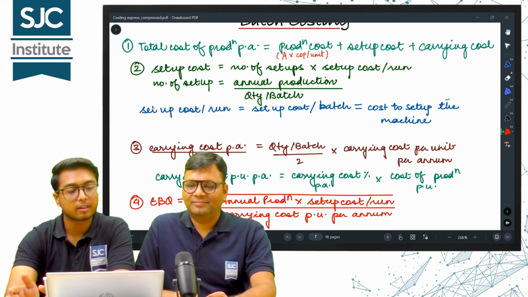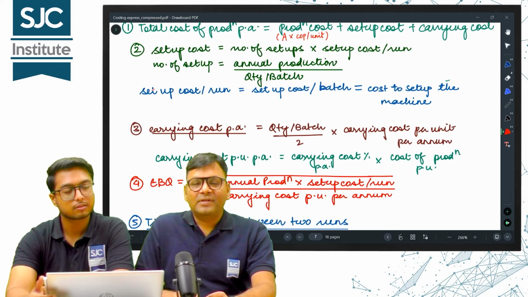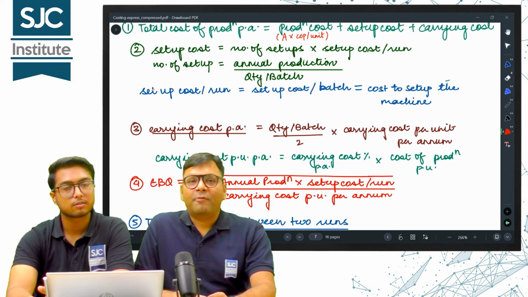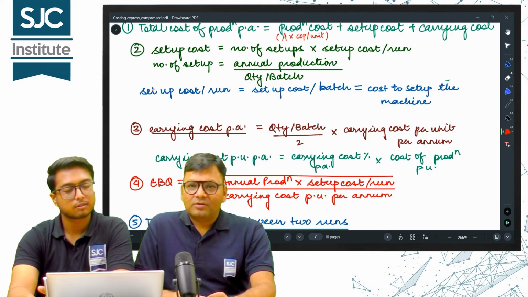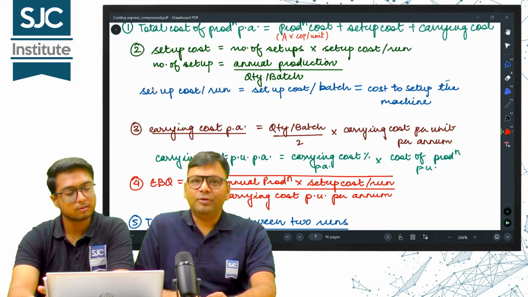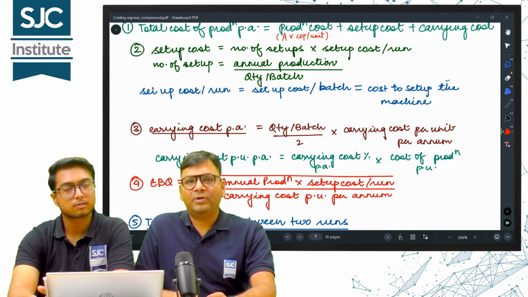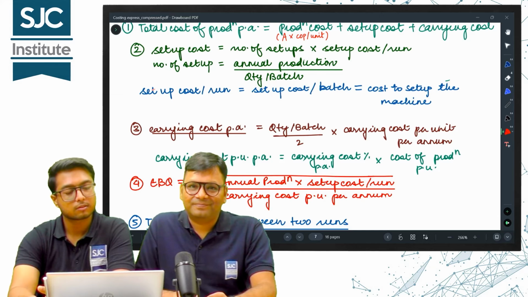Now what is the number of setups? That is annual production divided by quantity per batch. Number of setups are also called number of batches or number of production runs. You can also compute setup cost per run if it is not given in the question. That is basically equal to cost to set up the machine. And if the question is giving you the setup time for the machine, then based on such time you can add labor and overhead costs. Remember, in this we don't add material costs, just the labor and overhead costs for the setup time required for the machine for each setup.